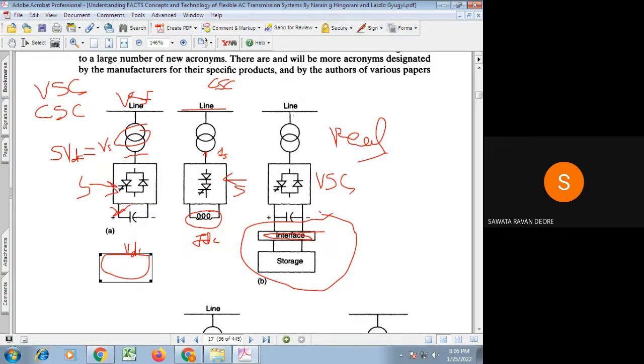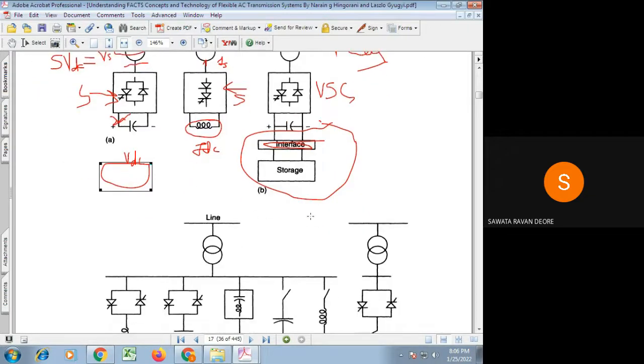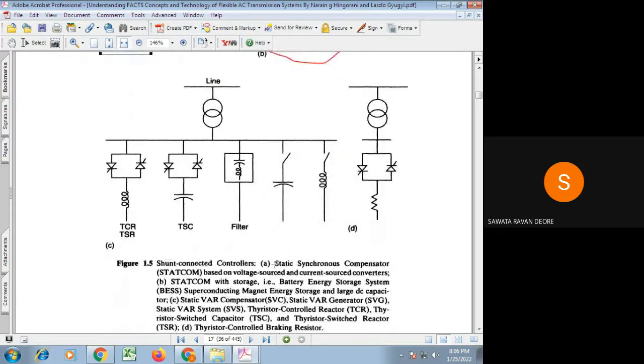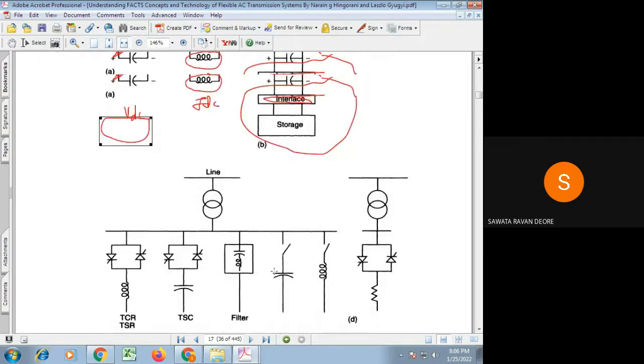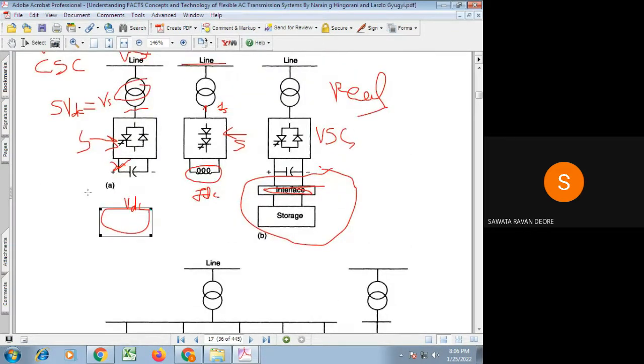Because of that, this converter will be more effective in damping out the power oscillations. Now, this is the difference between the voltage source converter and the current source converter. Obviously, voltage source and current source converters here are based on power semiconductor devices which are self-commutating.